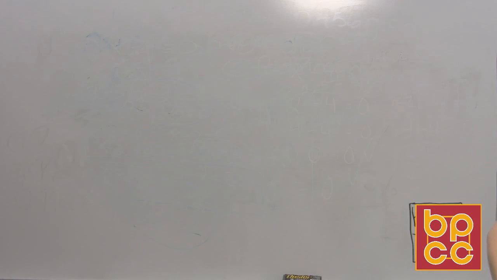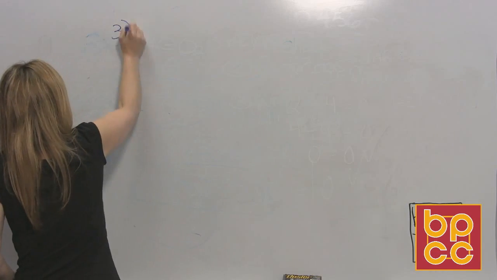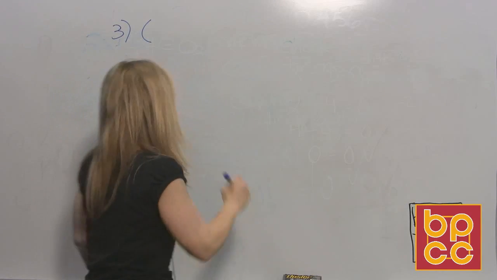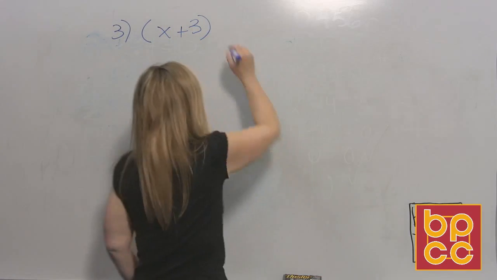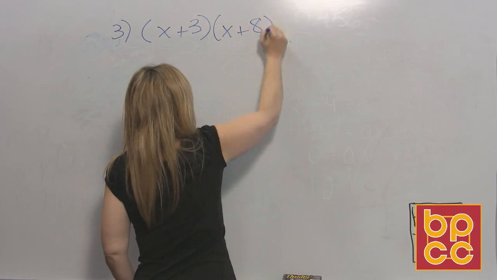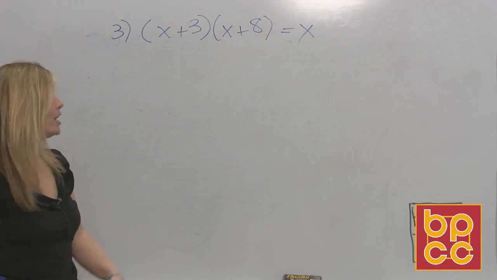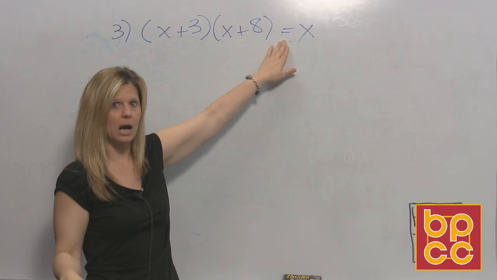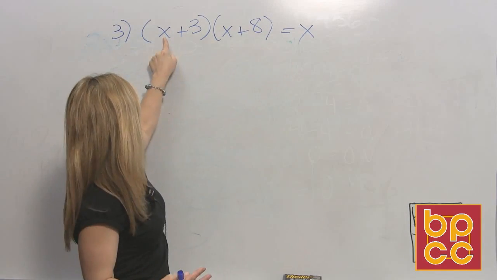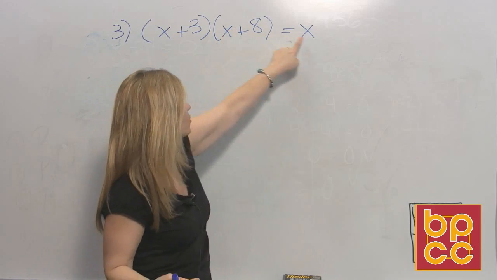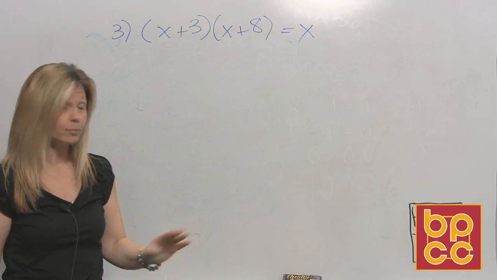So if y'all would look at example 3 in your notes. Example 3 in your notes says x plus 3 times x plus 8 equals x. All right, it's an equation. It has an equal sign. Right now, it looks linear. That's x to the first, that's x to the first, that's x to the first. Okay, it looks like it's good old Algebra 1.